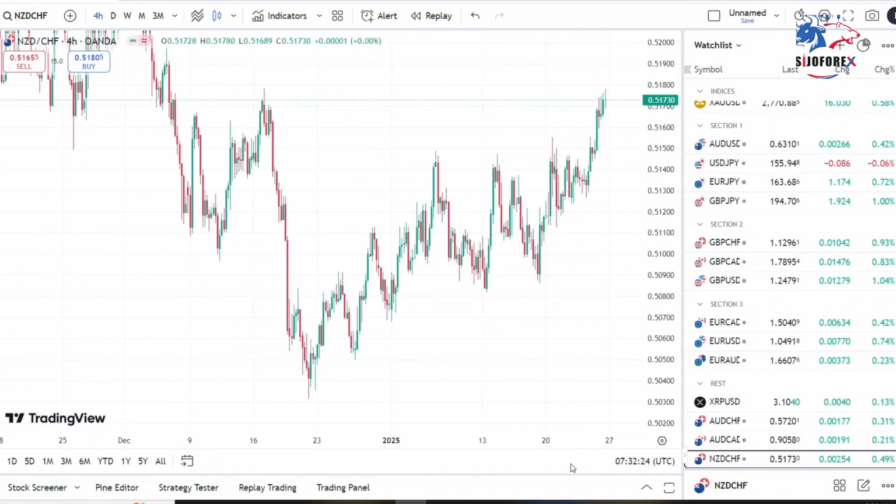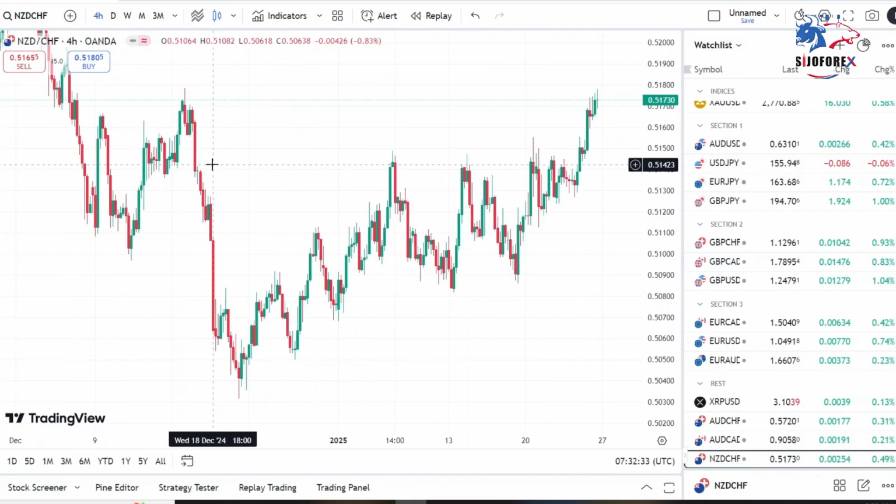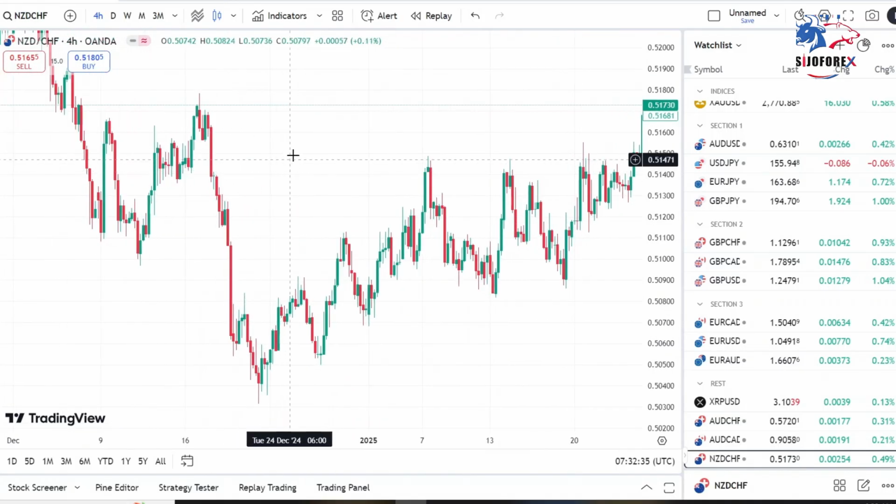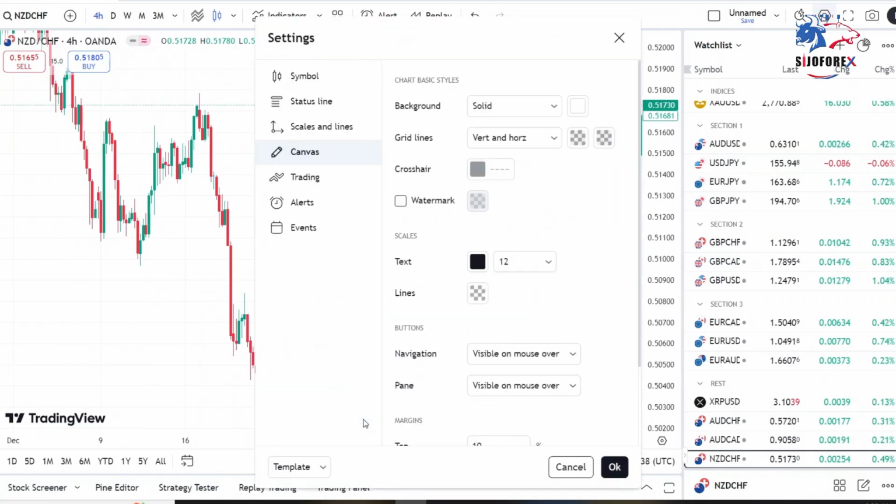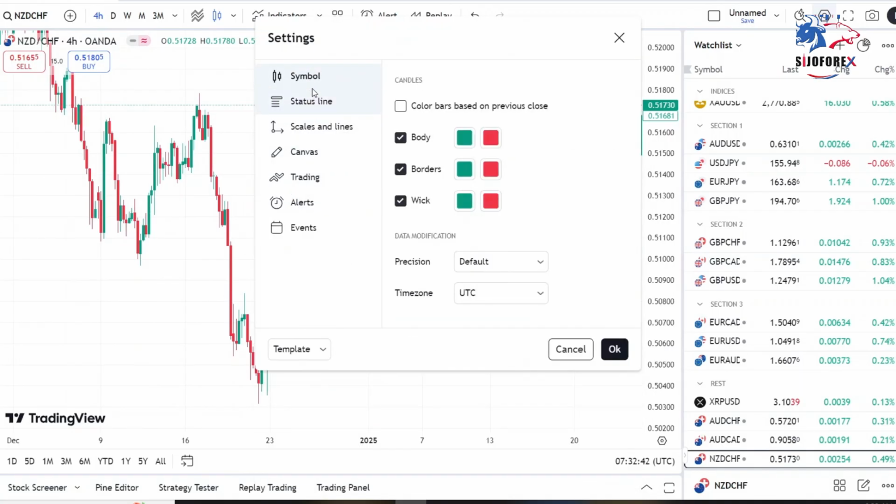I just remove it. So now let me show you how to change your chart, your candlestick colors. So when you right click, you go to settings, you come down to symbol, then now you can see this green is for the bullish candle.